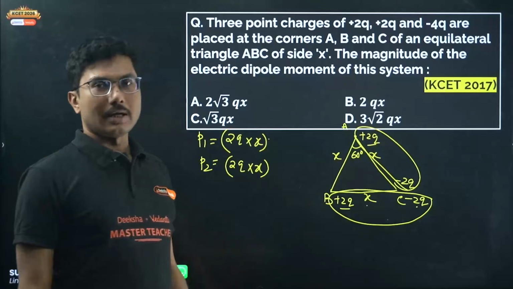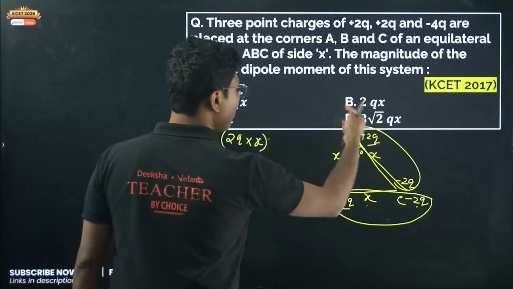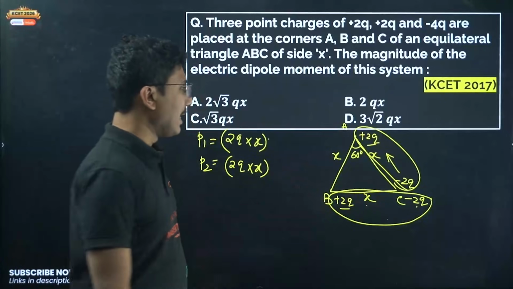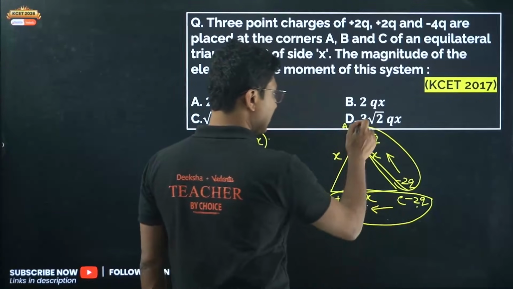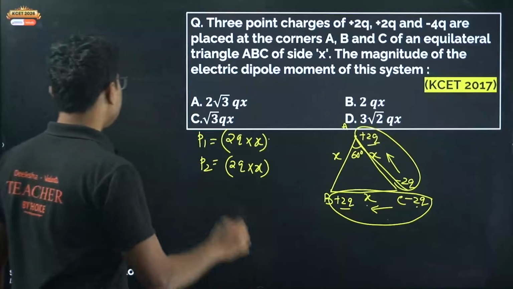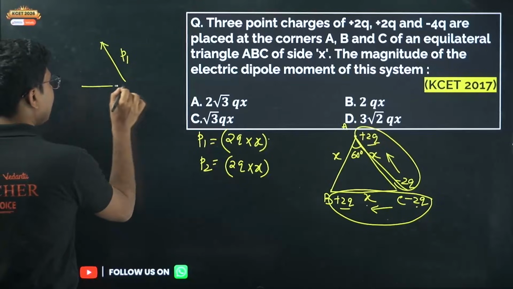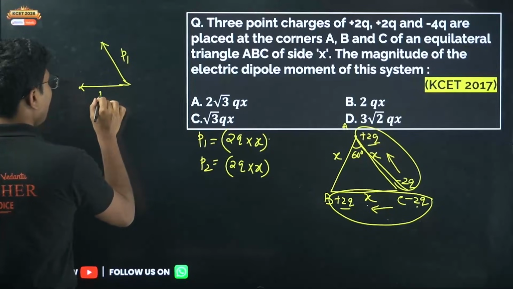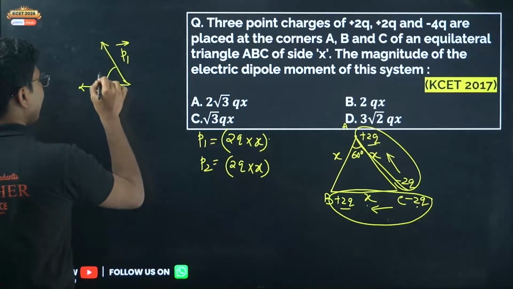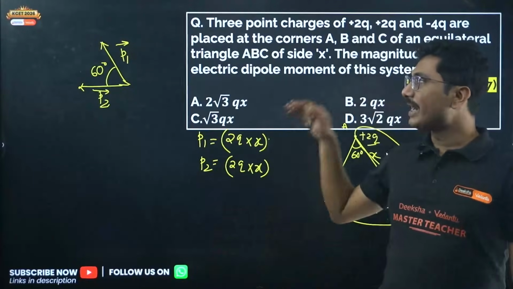So what is the dipole moment of AC? It is from negative charge to positive charge, so the dipole moment is in this direction. What about CB? Dipole moment is again from negative to positive. This pair does not form a dipole. Both of them are positive, so they do not form a dipole. Now basically we got one dipole in this direction, p1, and another dipole in this direction, p2. Both of them are same in magnitude. The angle between them is 60 degrees. So basically we have to add these two dipole moments using the vector addition method.